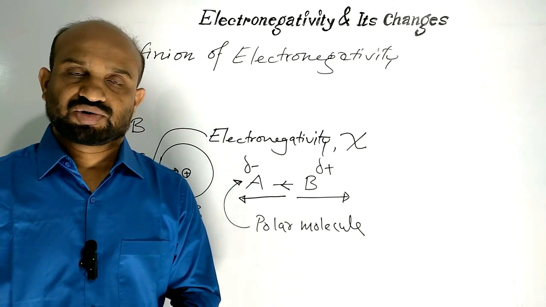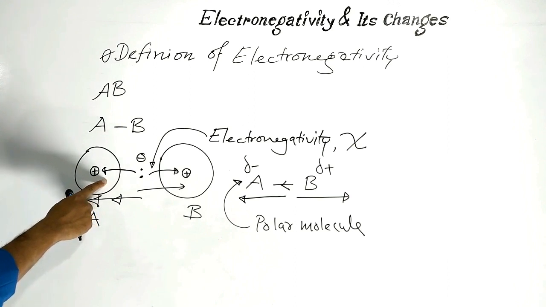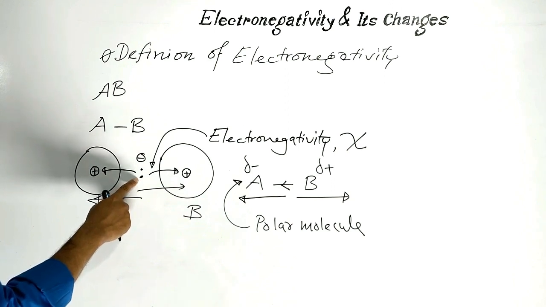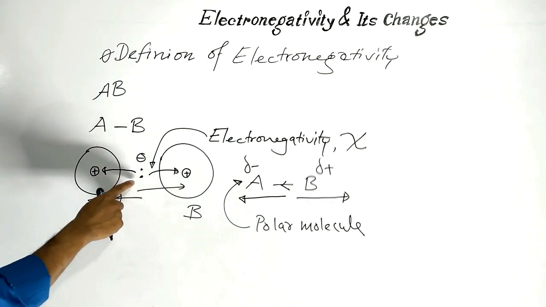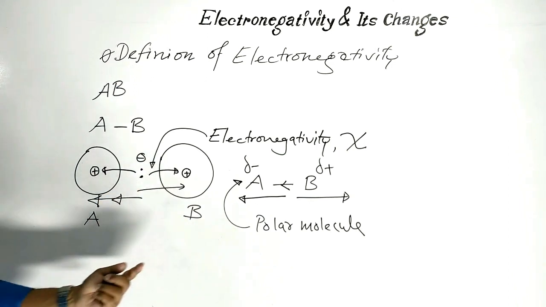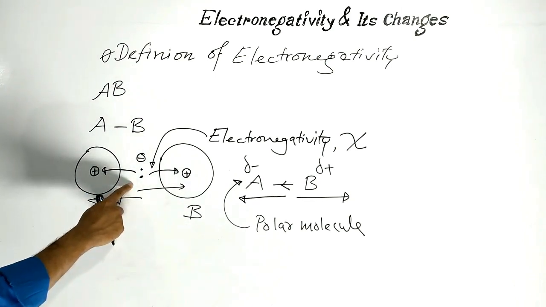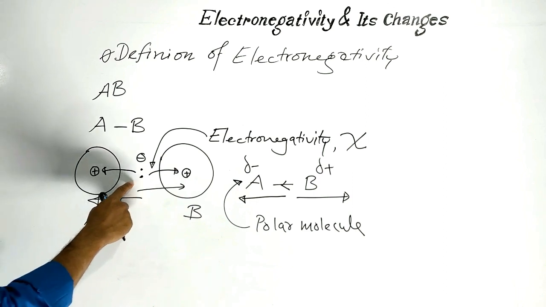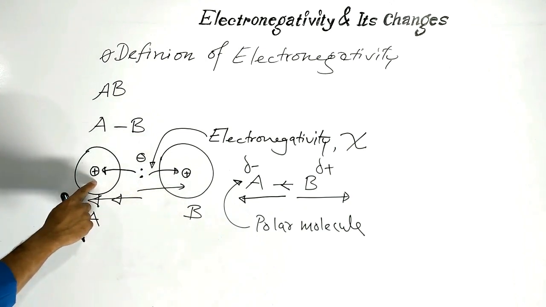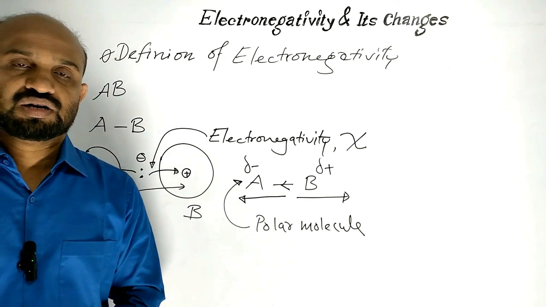Again, let's see what electronegativity is. Electronegativity is defined as the relative ability of atoms in a covalent molecule to attract the shared pair of electrons towards themselves. Electronegativity is a relative term, that is, one's electronegativity is lower and another one's electronegativity is higher. This is simply a relative term.